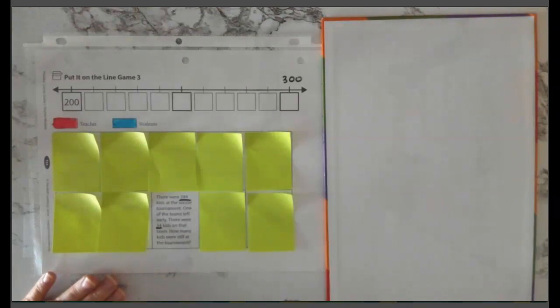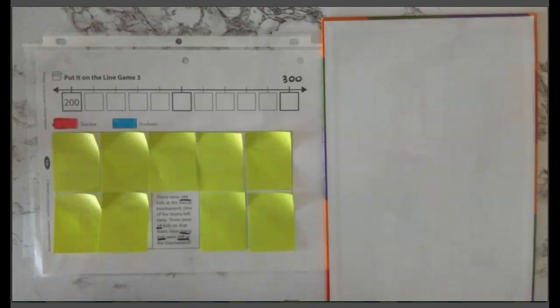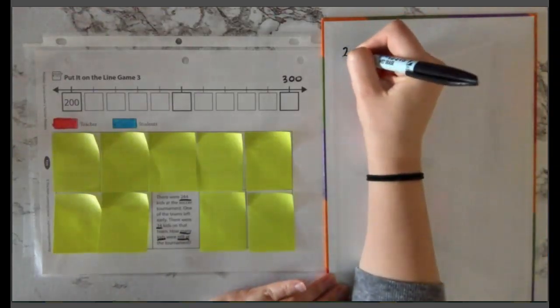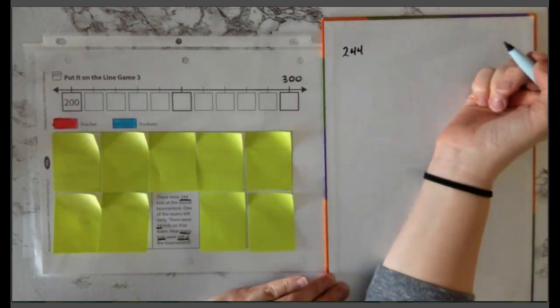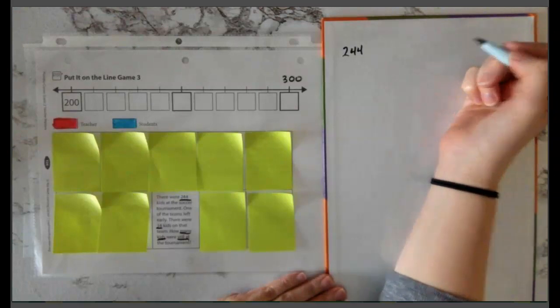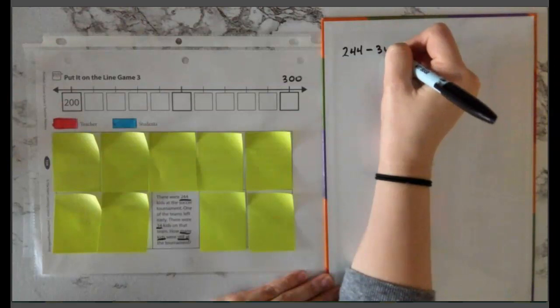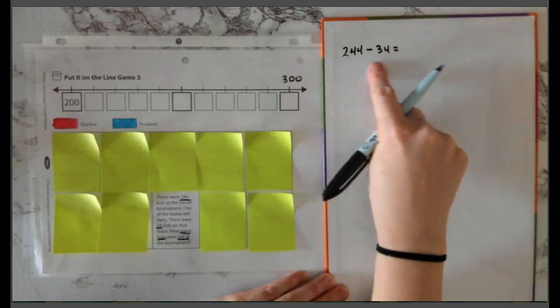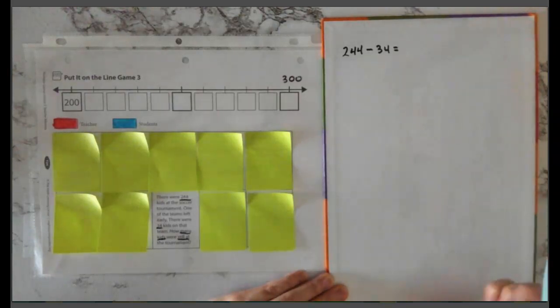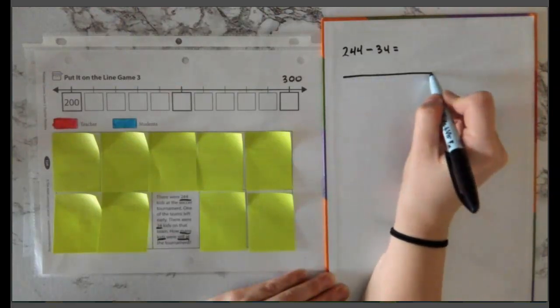Well, I'm thinking about what this problem wants to know. It wants to know how many kids are still at the tournament. Well, we know that there were 244 to start with. You can be solving this problem on your whiteboard too. Use any strategy that works for you. I also know that 34 kids are leaving, so we need to subtract 34 kids from our 244. Well, I know a really good strategy for me is to use the open number line. So that's the strategy I'm going to use. You can use whatever strategy you like.